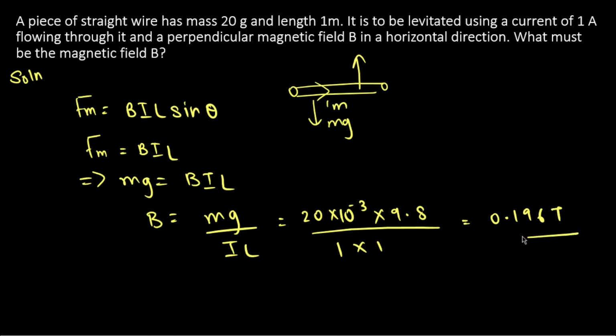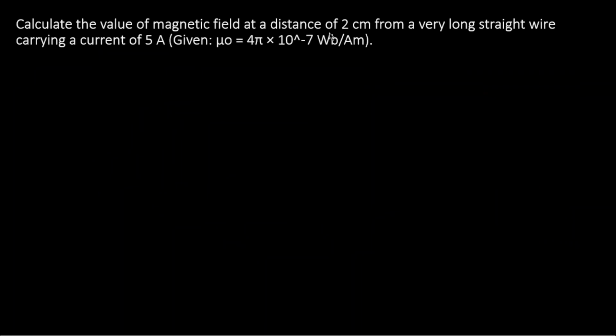I hope you understood this sum. Let's look at the second sum. Calculate the value of magnetic field at a distance of 2 cm from a very long straight wire carrying a current of 5 ampere. So we have a long straight wire in which current I is flowing of 5 ampere, and due to this current a magnetic field is generated, which is given by B, and we need to calculate the magnetic field at a distance of 2 centimeter away from the wire.